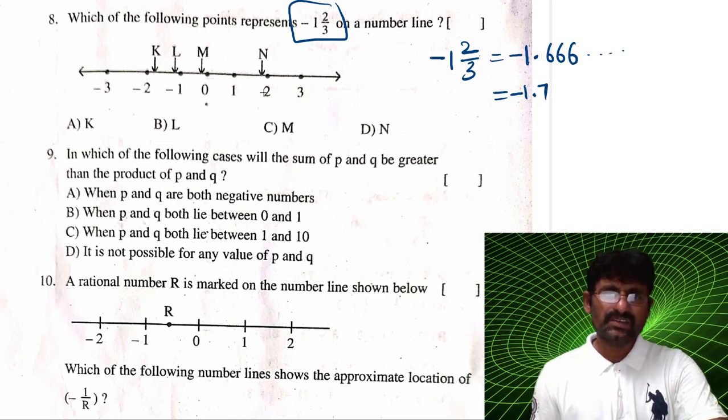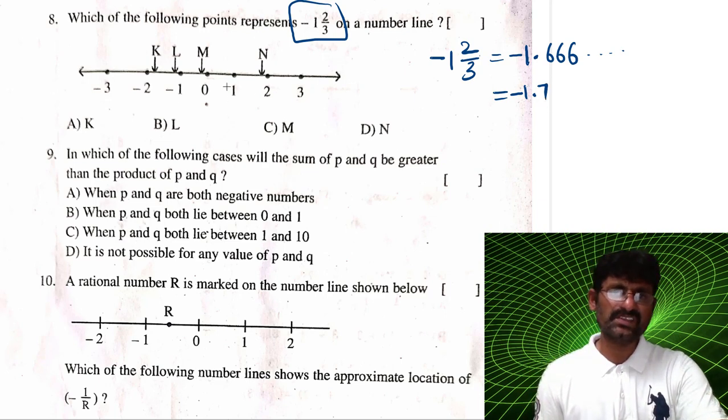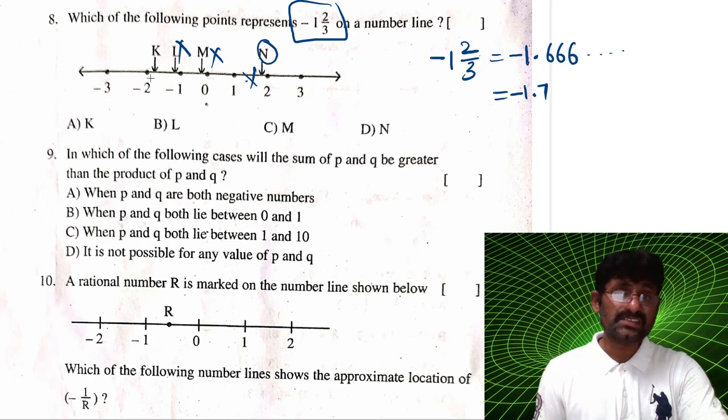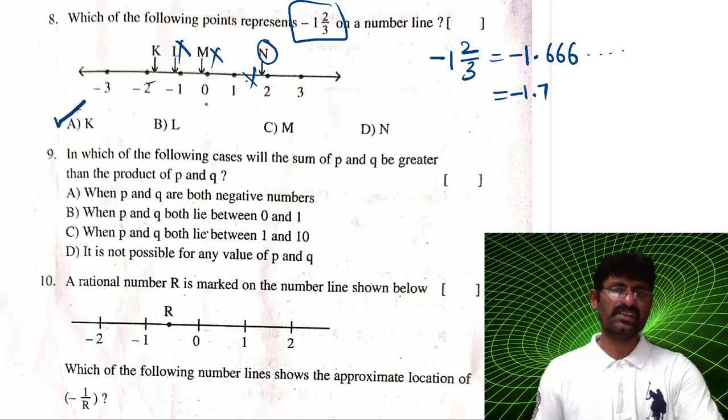Now let us check which point represents this on this number line. Suppose if you take N, this is a positive number, so this is not correct. M is closer to 0, so this is not correct. And L is closer to negative 1, so this is not correct. Here K is closer to negative 2, so this is approximately negative 1.7. So K equals negative 1.6666. So option A is correct.